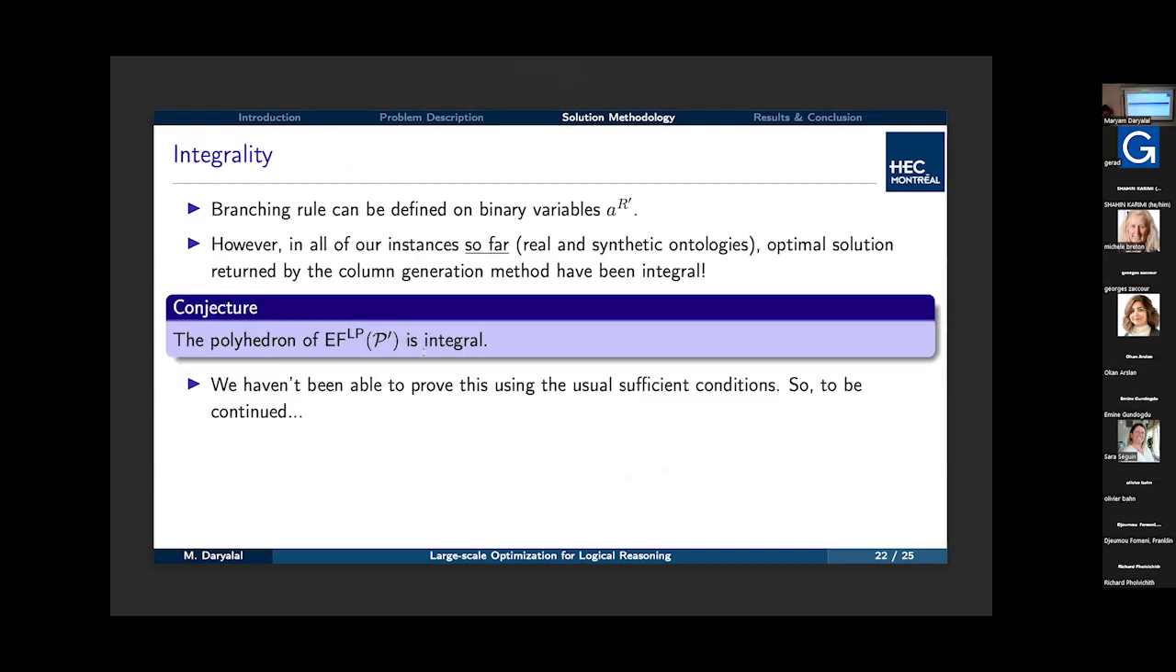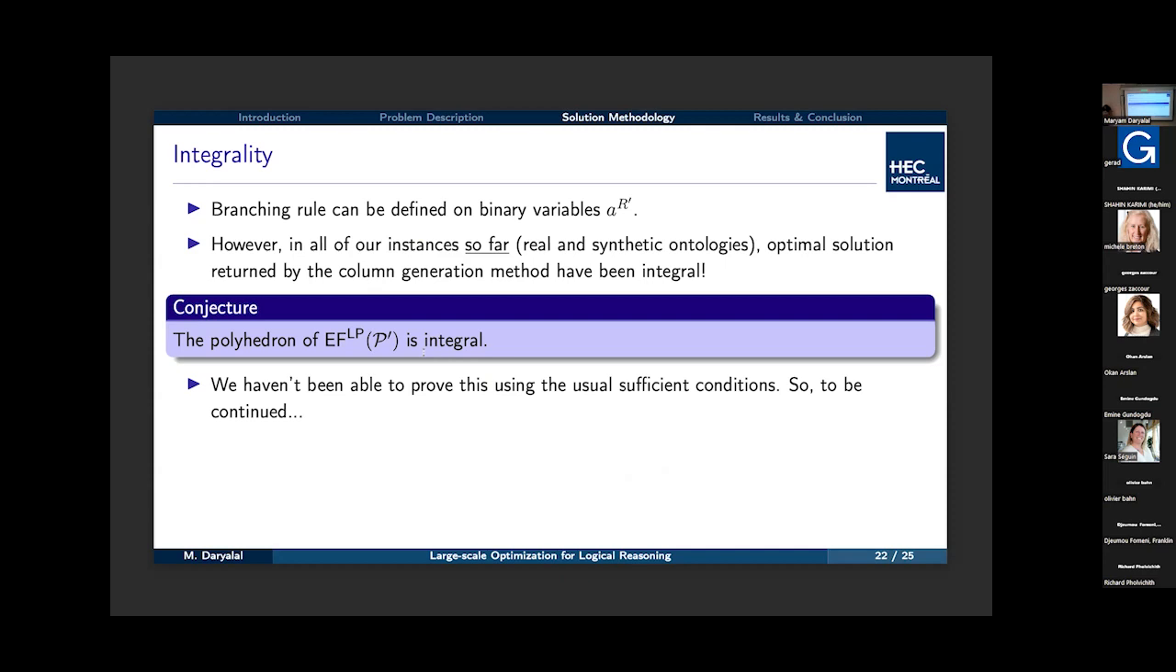So now we know how to solve the relaxation of this problem. I can first of all pass this on to a branch and price framework, and in our implementation, we have that implementation, but the funny thing is we can't test it. We can't test the integrality because for all the ontologies that we've tested, including the real ones and the synthetic ones, the optimal solution that the column generation has returned for us has been integral.